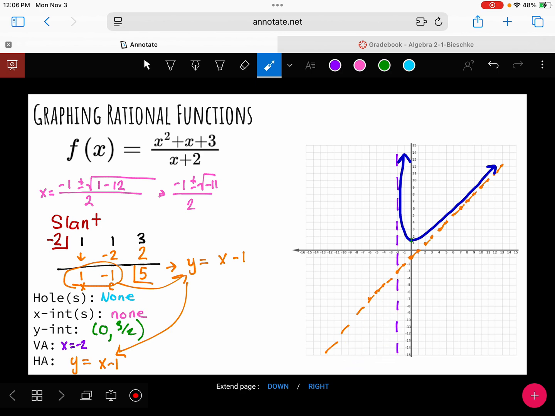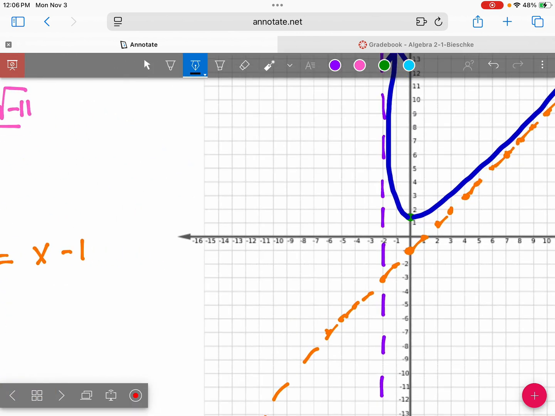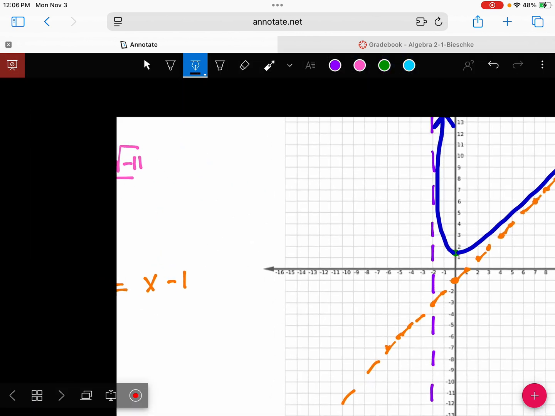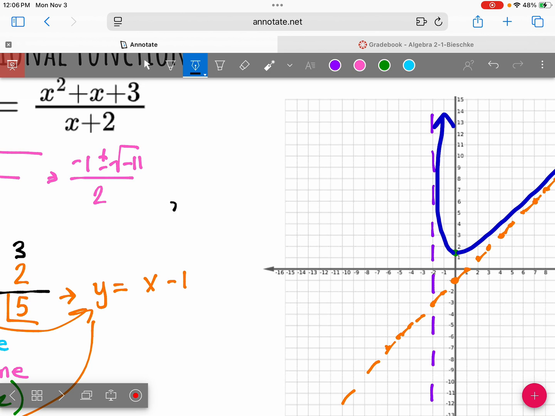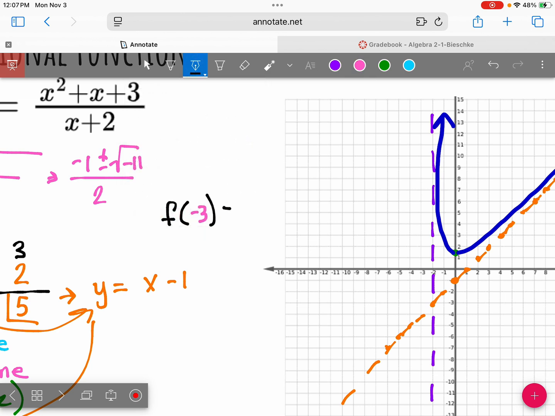So the way we can figure that out is we're just going to substitute in a point. So I'm going to pick a point that's to the left of my asymptote. Maybe I'll use negative 3. So if I use f of negative 3 and substitute that in, that's going to give us a y value that we can use to help us get our points and figure out what's going on.